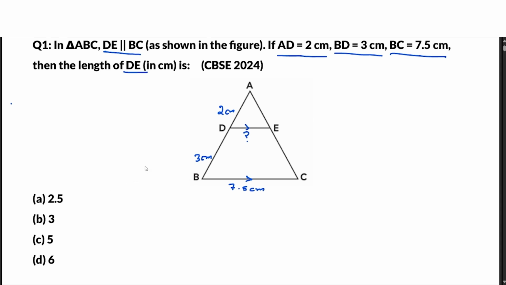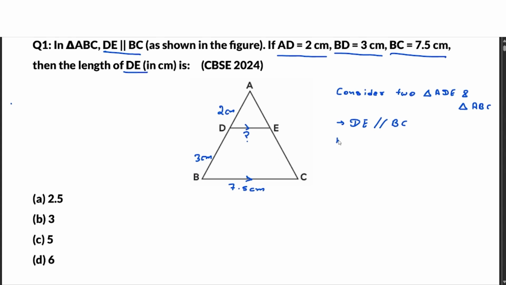Again, we don't have to waste time, we can directly find the answer. First thing we can do is consider two triangles: the first triangle ADE, and the second triangle ABC. Here you have already been given DE is parallel to BC, so the baselines of both the triangles are parallel.